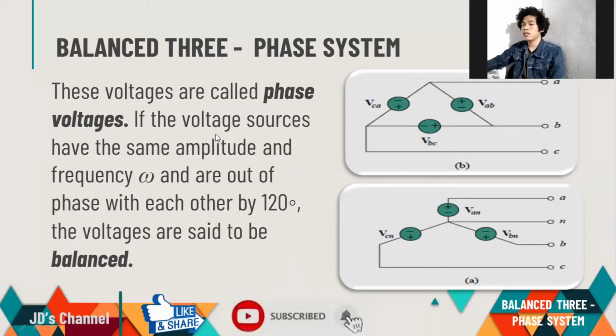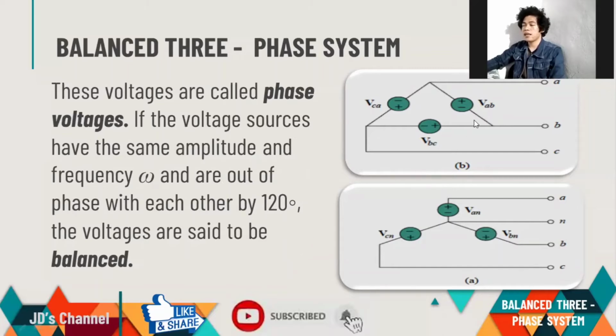If the voltage sources have same amplitude and same frequency, take note that class, same amplitude, same frequency, and are out of phase by 120 degrees, the voltages are said to be balanced. Okay? So, balanced daw sila. Kaya yan yung ating topic ngayon, yung ating balanced three-phase system.